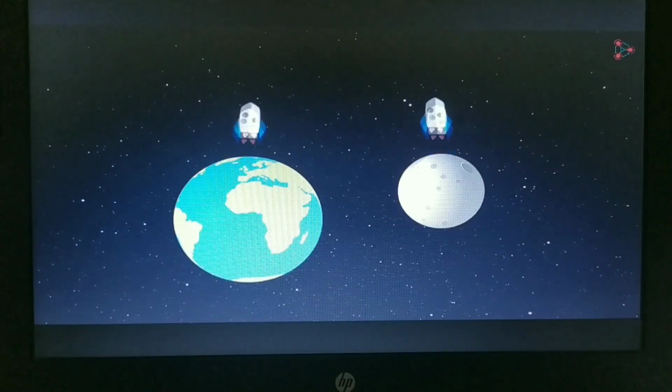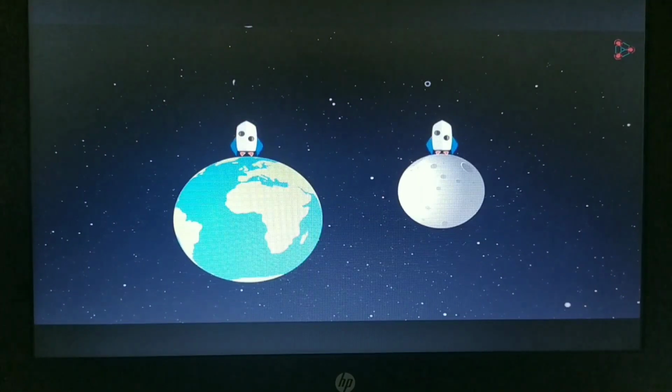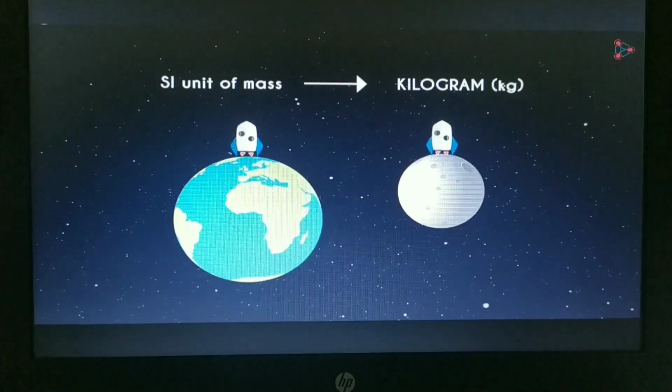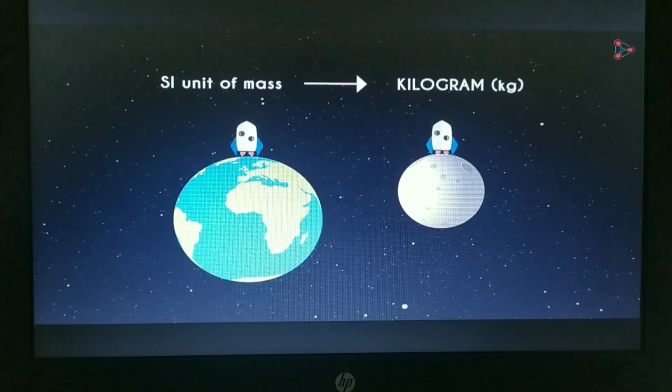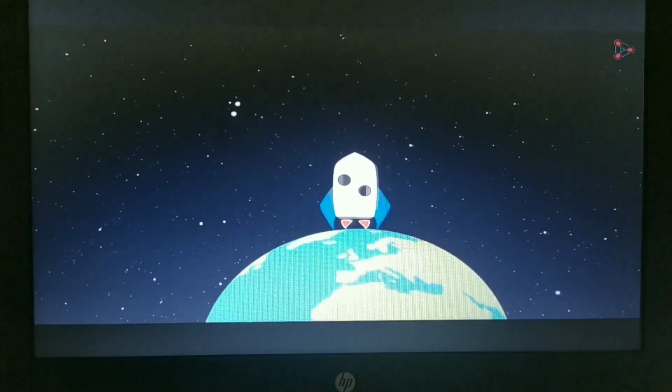The mass of an object remains constant no matter where it is placed. The standard metric unit of mass is the kilogram. Another concept we'd learnt about an object's mass was that it is a measure of its inertia.